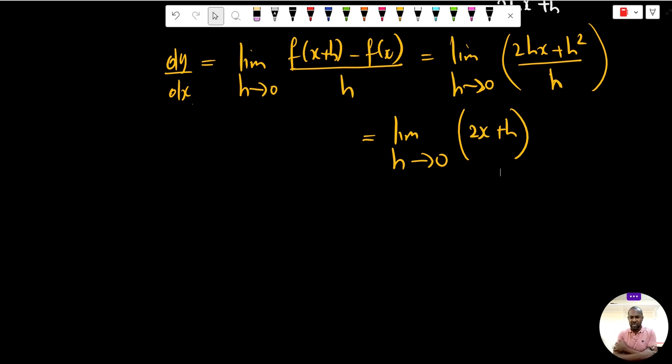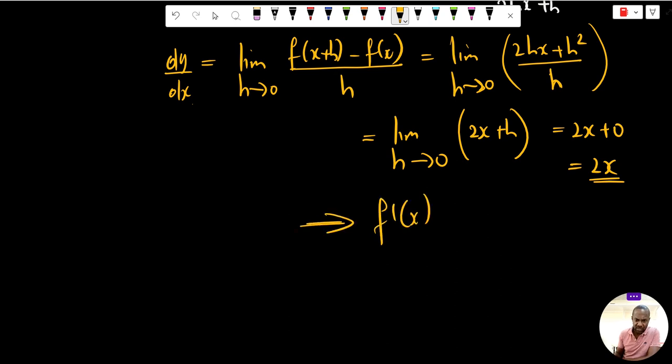What this is basically saying is that we want to find the value of 2x plus h as h gets increasingly small, very small, and approaches 0. So in other words then, as h gets very small and approaches 0, this becomes 2x plus 0, which is simply equal to 2x. And therefore, what this tells us is that f prime of x is actually equal to 2x, right?